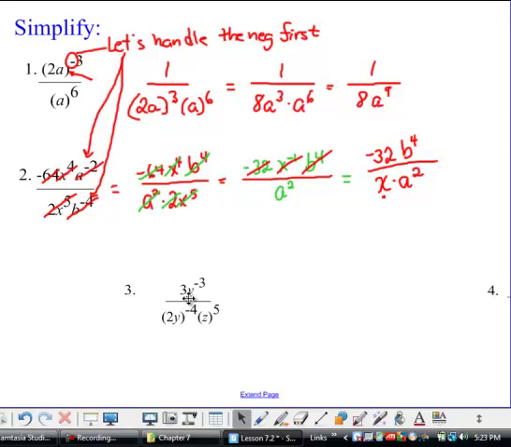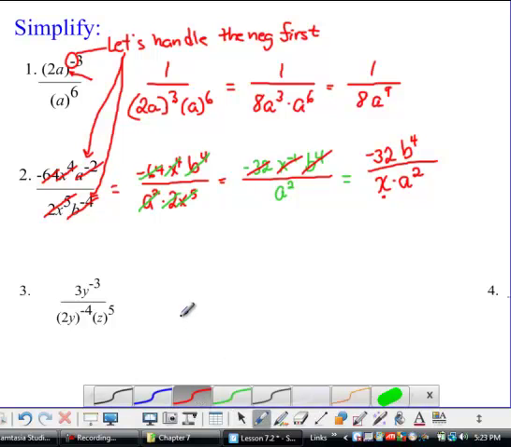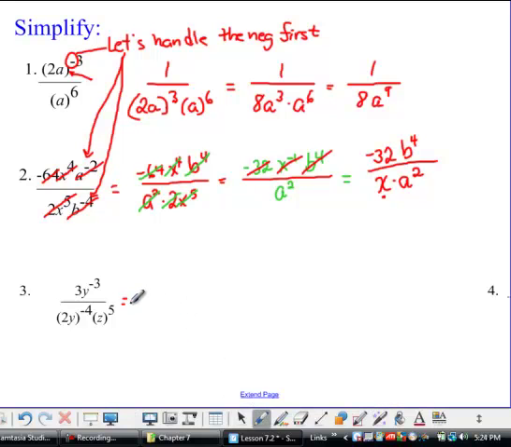Okay, number 3. Same thing. I like to handle my negatives first, so they're out of the way. The 3 is not being raised to the negative 3. Only the y is. So that y to the third gets kicked to the bottom. Okay, 2y to the negative 4. All of that is getting raised, so all that has to go up top.